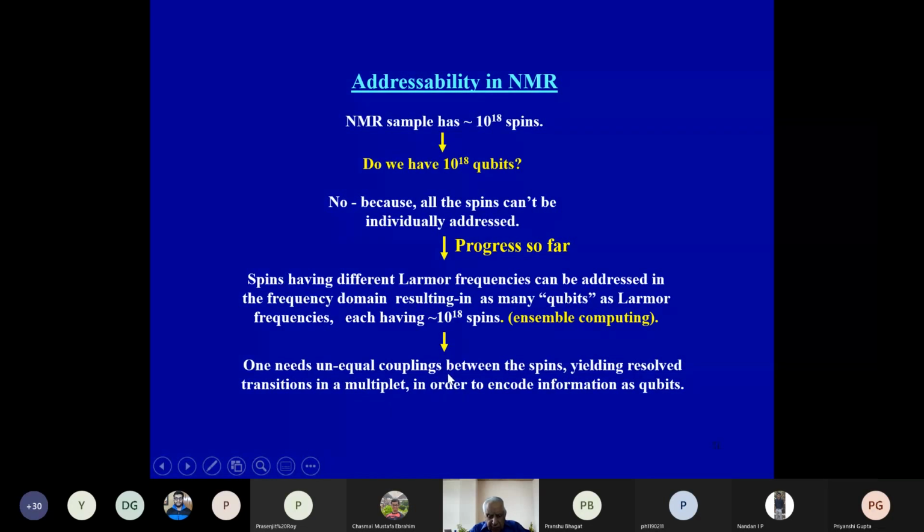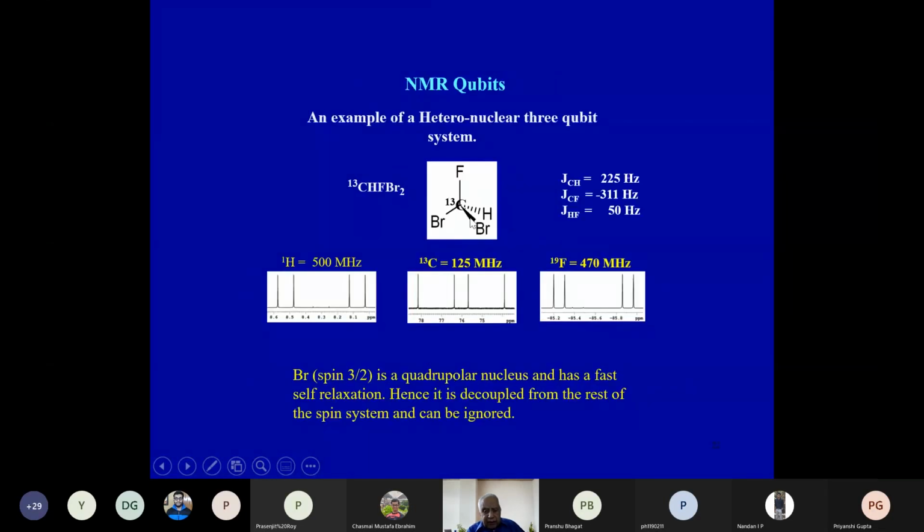Okay, here is a very good molecule. It was synthesized in our lab through a known synthesis. It's a carbon-13 enriched fluorine proton system with dibromo. Bromine is not used; it decouples itself from the rest of the spins. And we have a 3-qubit system, heteronuclear 3 spins: fluorine, carbon-13, and proton.